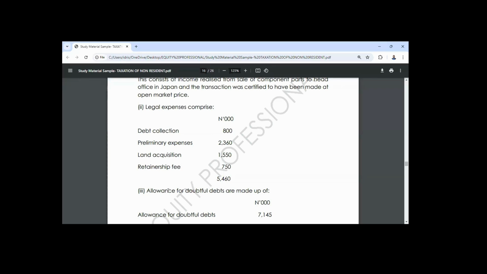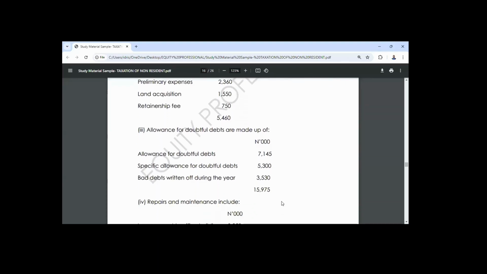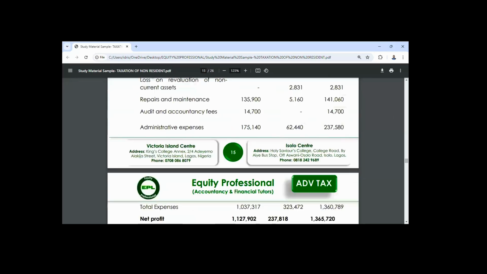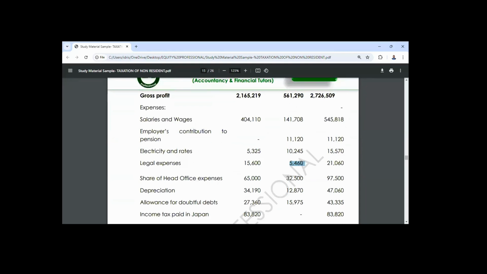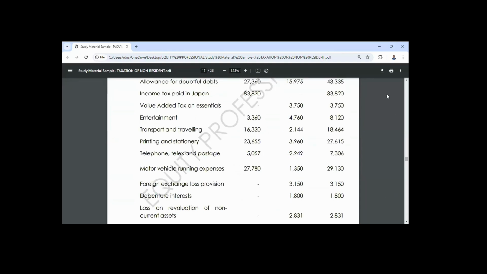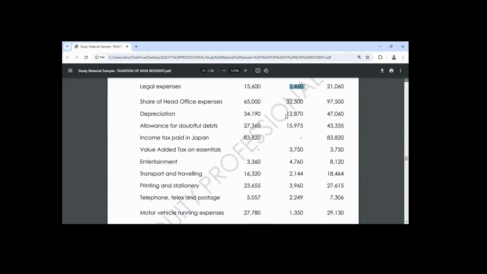Let's go to allowance for doubtful debt. The total amount of our allowance for doubtful debt is 15,975. If you look under the expenses, allowance for doubtful debt, you will see 15,975.